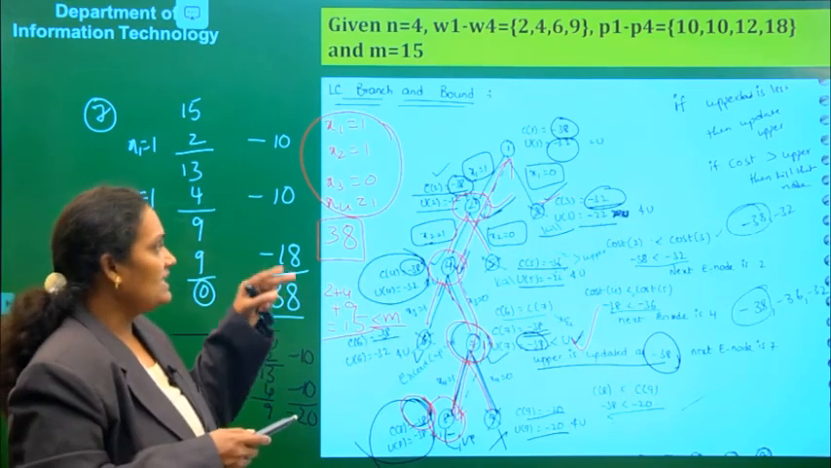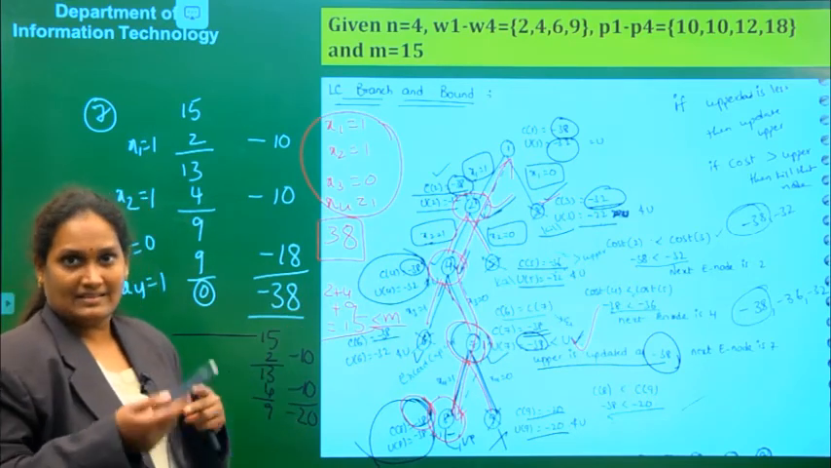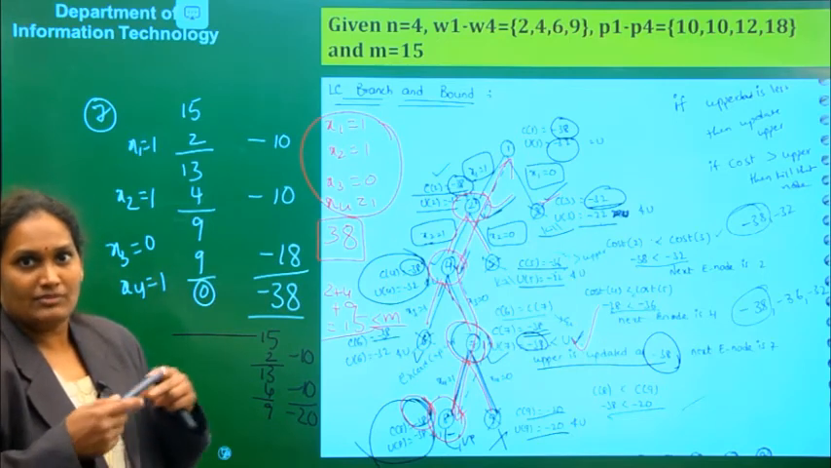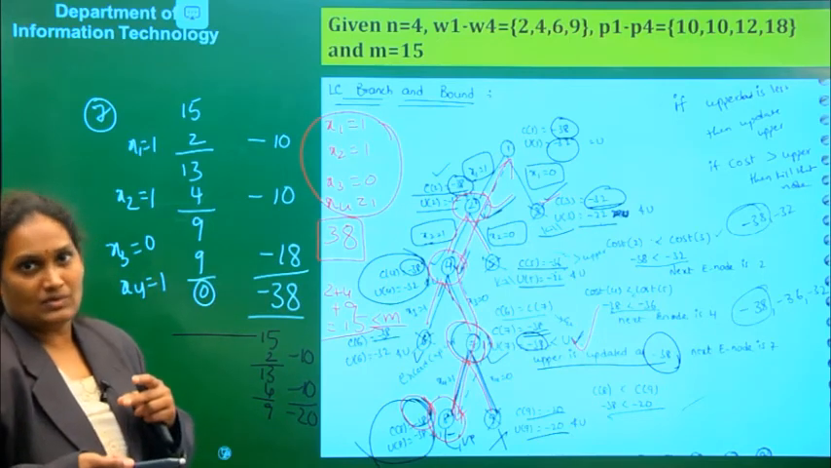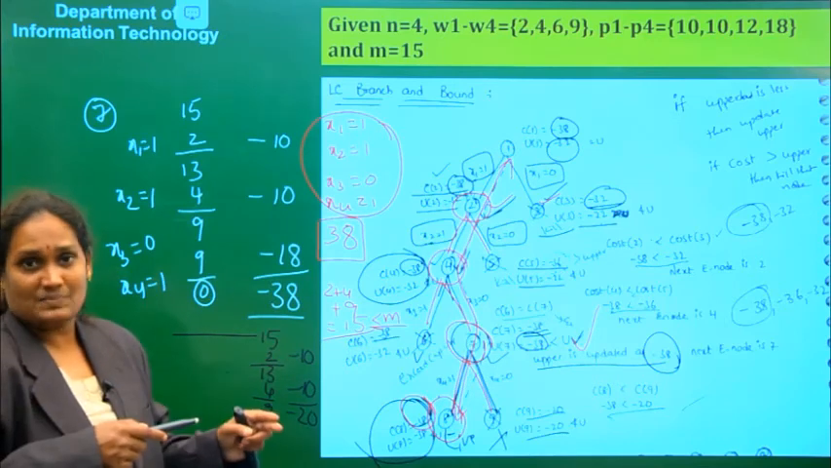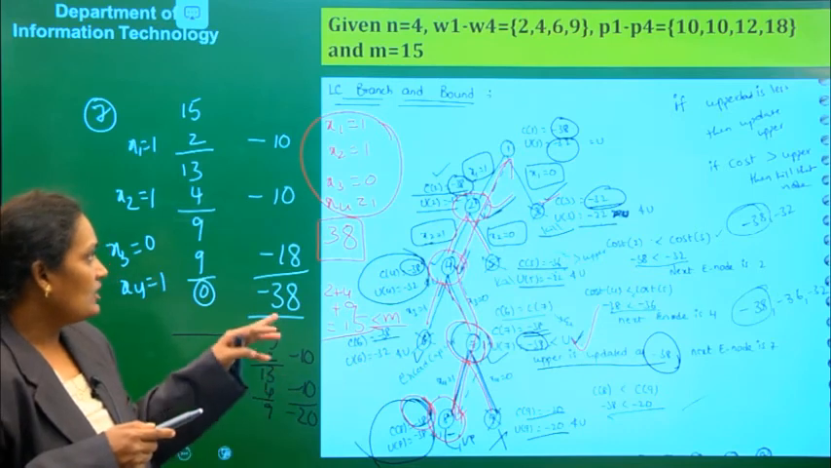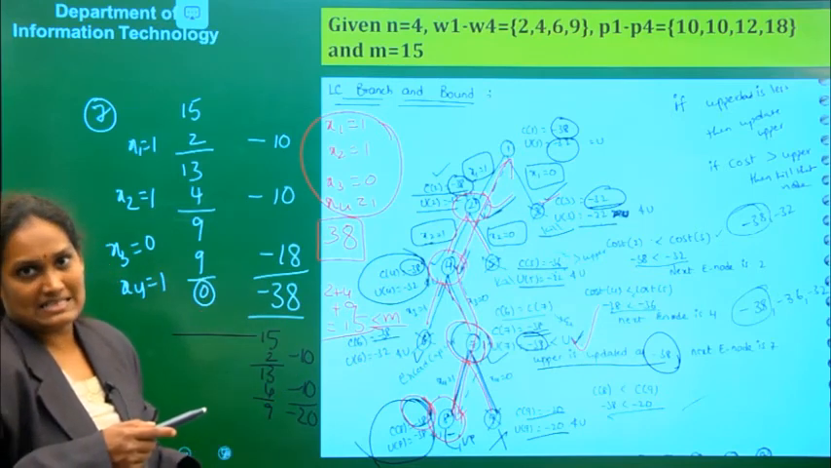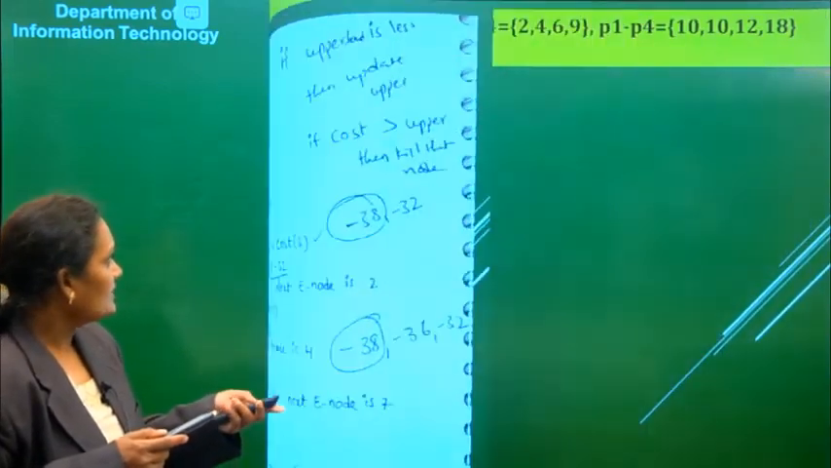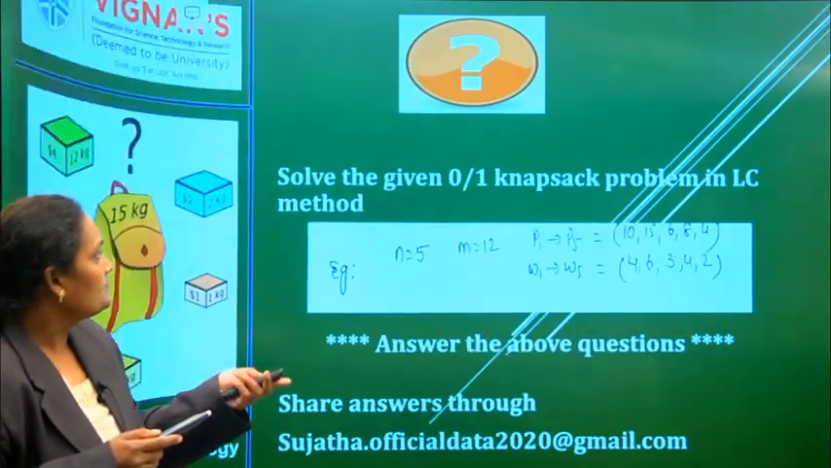So at every time, for expanding the tree, for branching, we are using the boundary values. For doing branching, whose boundary value is less, that is expanded. That's why we are calling this method the LC method, least cost method. I hope you all understood the least cost method.